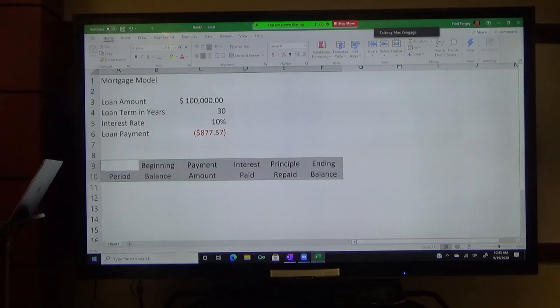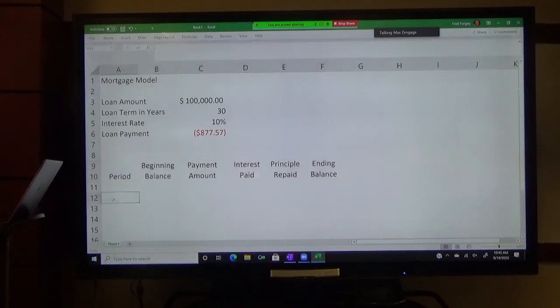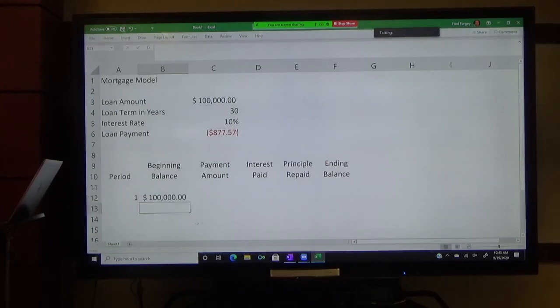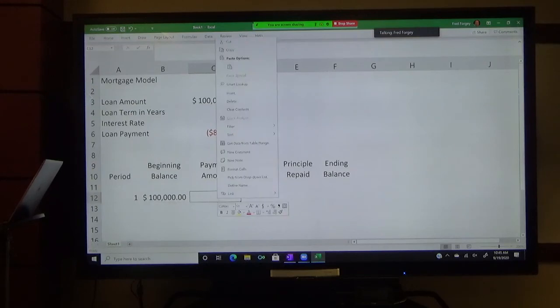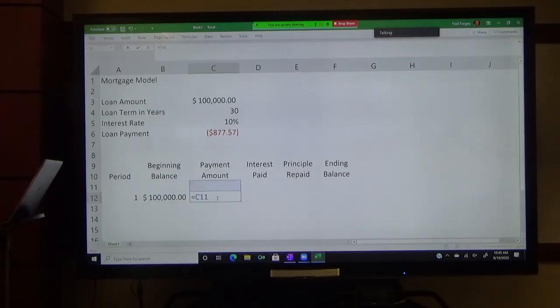Right. Is this the F minus equals B minus C, or B minus C? Basically, yes. Okay, so here we'll start with period number 1, and then our beginning balance, we're just going to pull from above, which would be the original loan amount, C3. Okay, and then the initial payment is just going to be pulling down from above as well. Those are just basically cell references to the cells above.